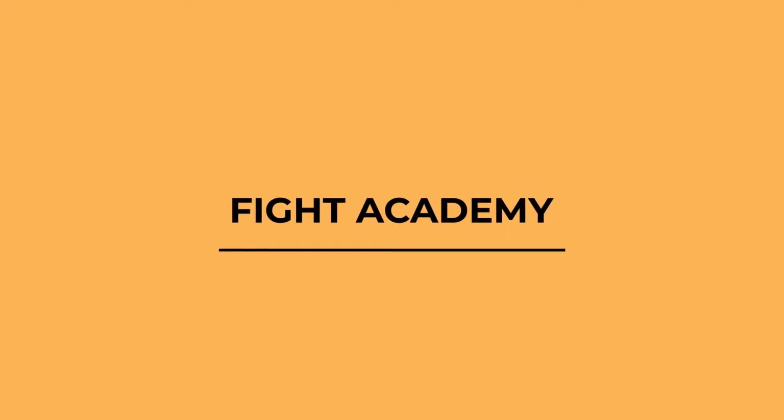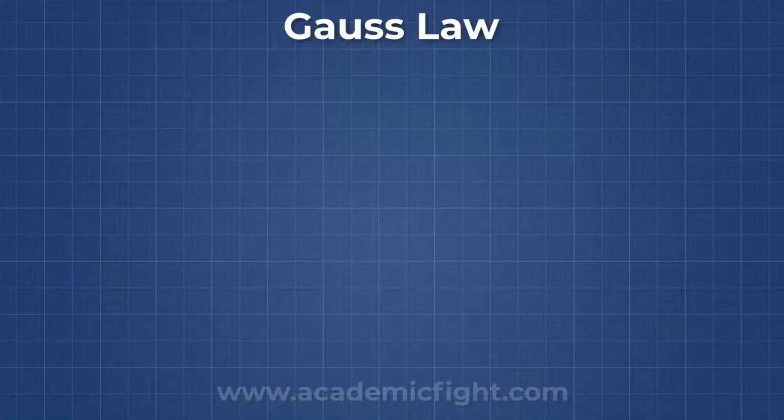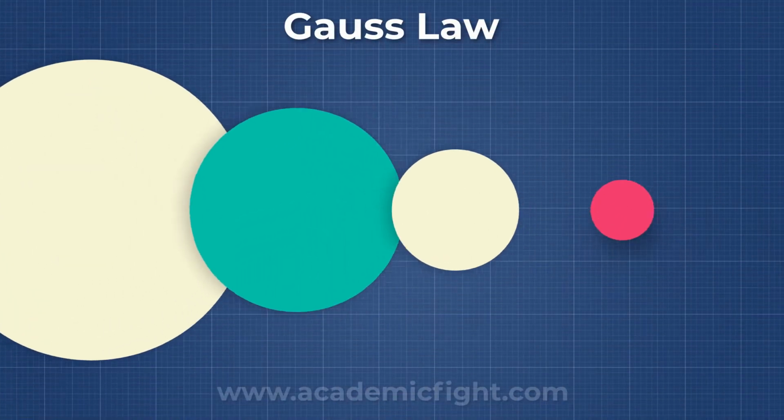Hi. In this video, we are going to find out about Gauss' law, and how we can find electric flux with it. In simple words, Gauss' law states that for any closed surface, the total flux crossing the surface is equal to the charge inside the surface. Now let's take an example to understand this.